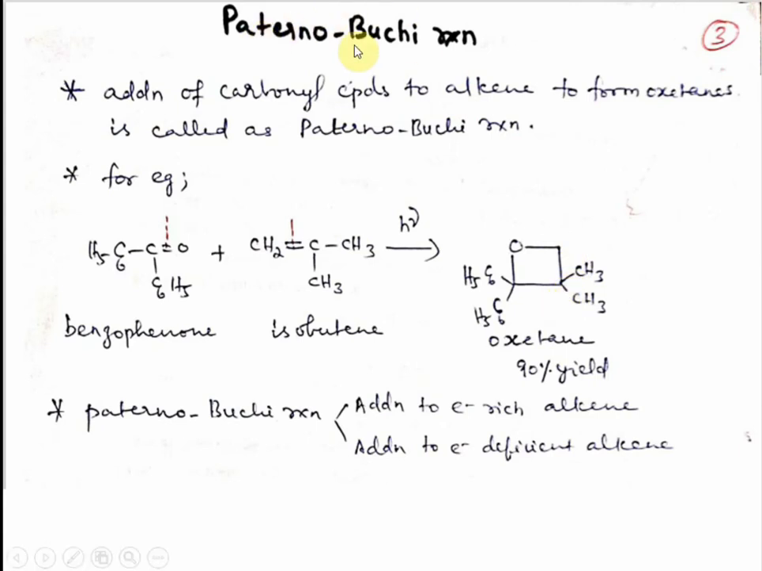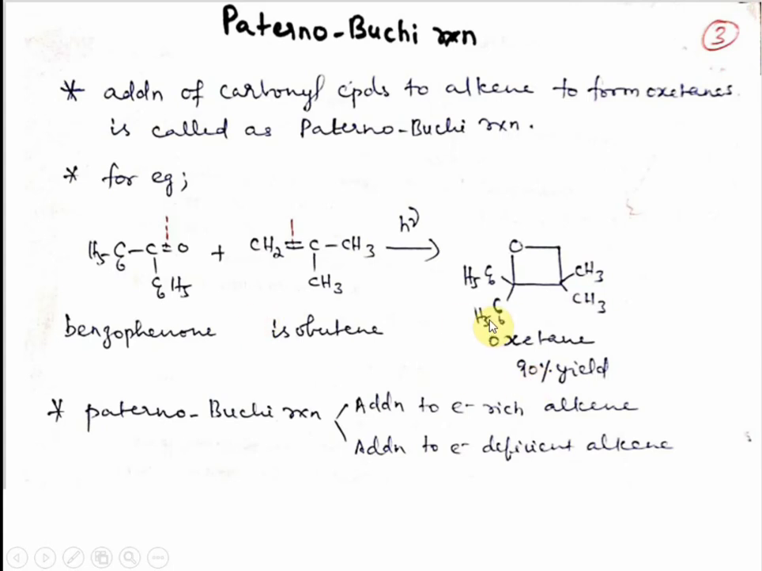So, what is the product called in Paterno-Buchi? Oxetane. What are all the substrates we are taking in Paterno-Buchi? Carbonyl compound, alkene. Two substrates we are taking. Now let us see one example. Here for the carbonyl compound we are taking benzophenone. For alkene we are taking isobutene. Both will add to each other in presence of sunlight and form oxetane with a high 90% yield. This reaction is called Paterno-Buchi reaction.